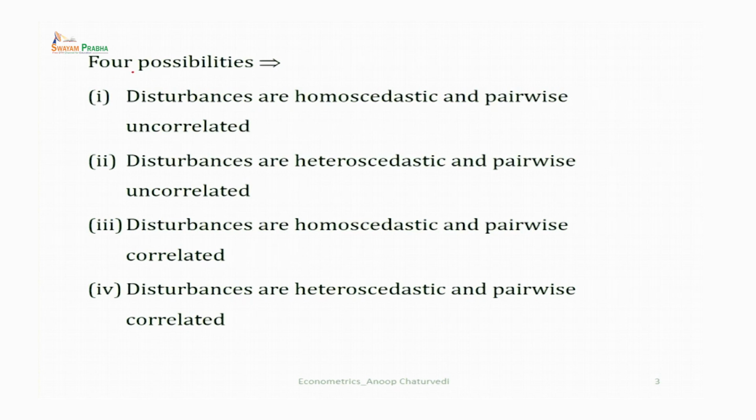And then you have the four possibilities: disturbances are homoscedastic and pairwise uncorrelated. Disturbances are heteroscedastic and pairwise uncorrelated, means for different i's, the u i's have different variances. Disturbances are homoscedastic, means expectation of u i square is equal to sigma square u for all i, but pairwise correlated. And the fourth possibility is that disturbances are heteroscedastic and pairwise correlated also.